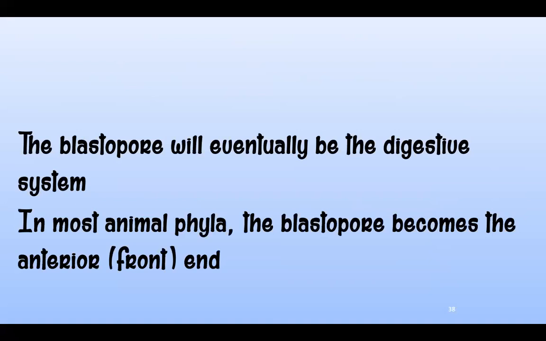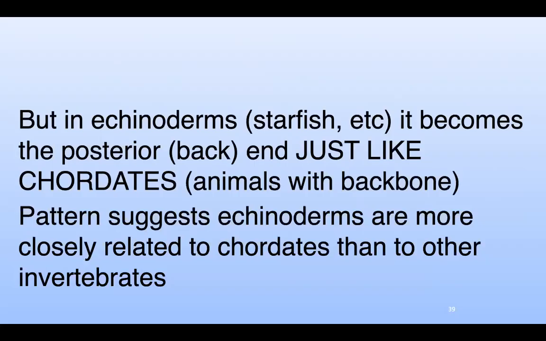Now, in most animal phyla, the blastopore becomes the anterior, or the front end, the mouth end. But in echinoderms, like starfish and sea urchins, it becomes the posterior, or the back end, just like chordates, like us, animals with a backbone. So this is why it's really important to look at how embryos develop, because echinoderms, like starfish, obviously, these are invertebrates.